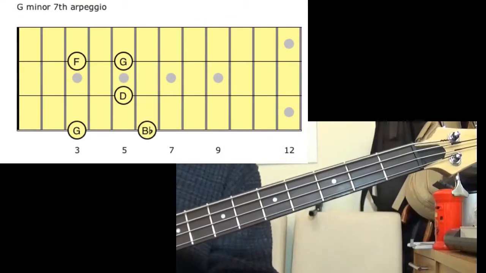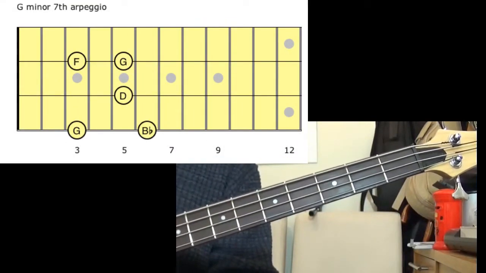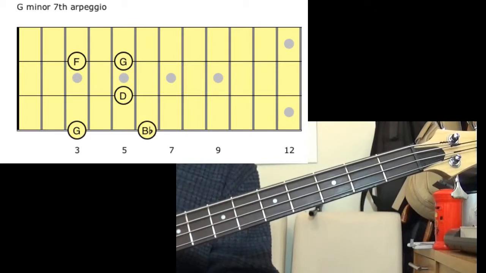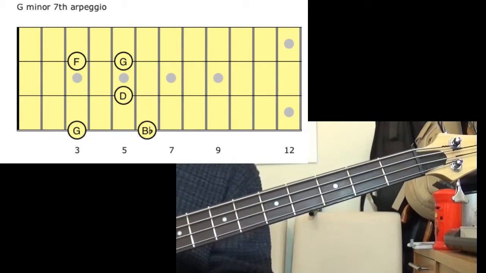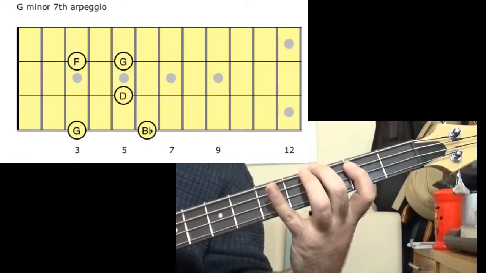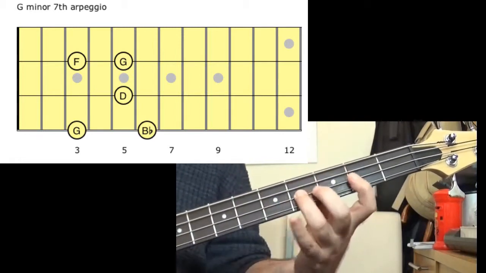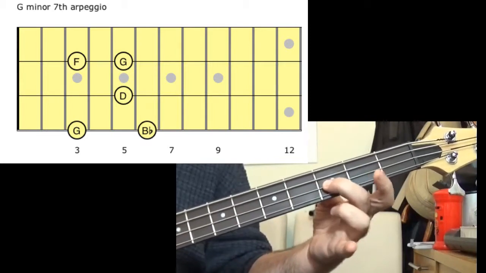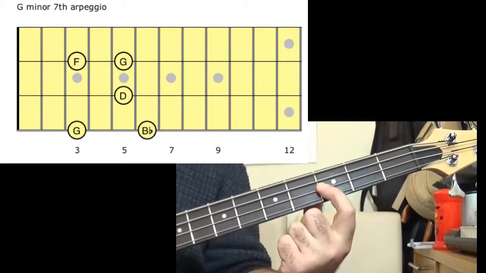To make a minor 7th arpeggio, I need to take the 7th interval of my scale and I need to flatten it. I need to move it back 1 fret. So first of all, I'll find the 7th, then I'll move it back 1 fret. So I'm adding an F in.